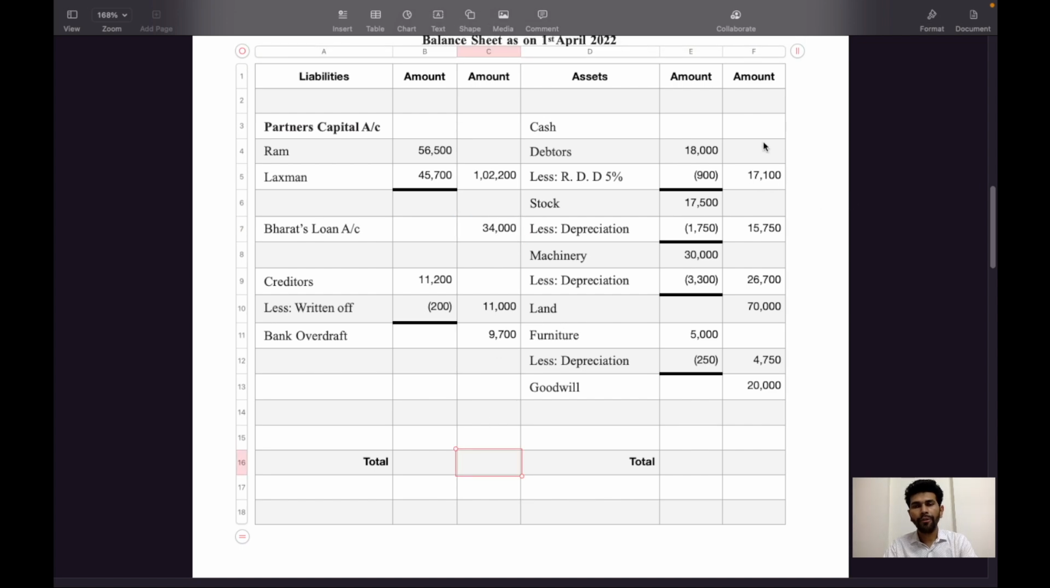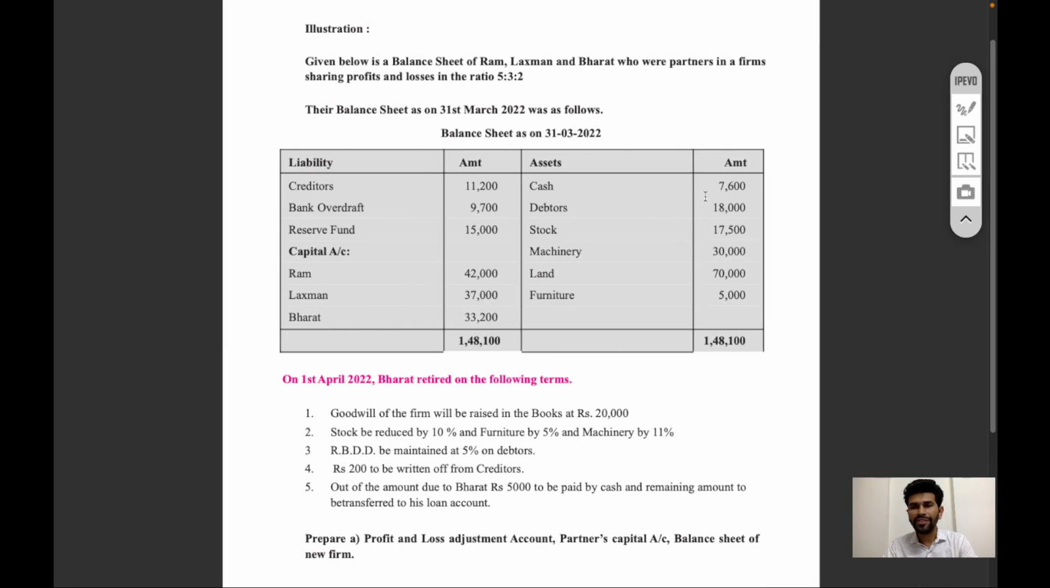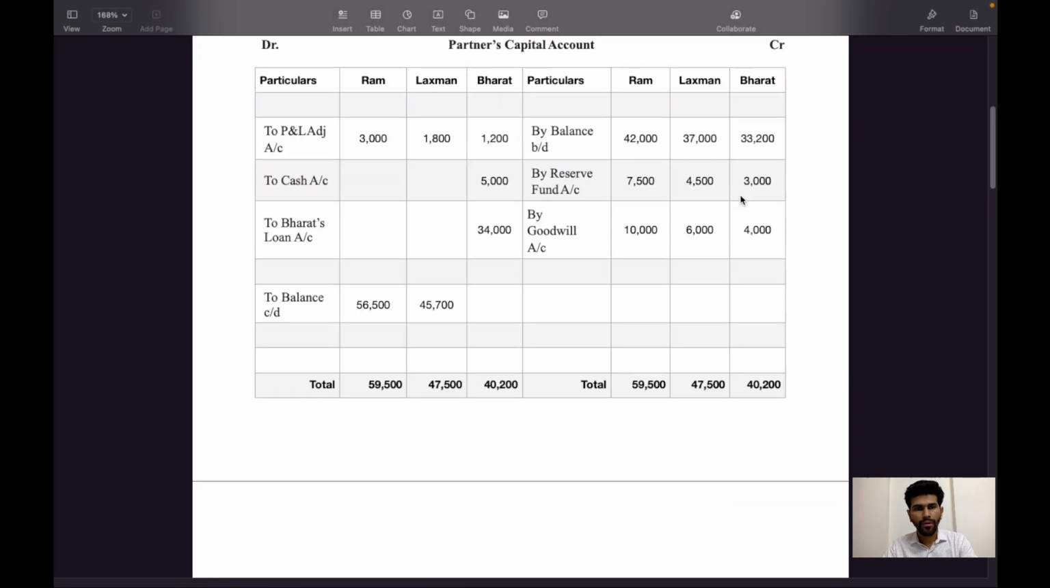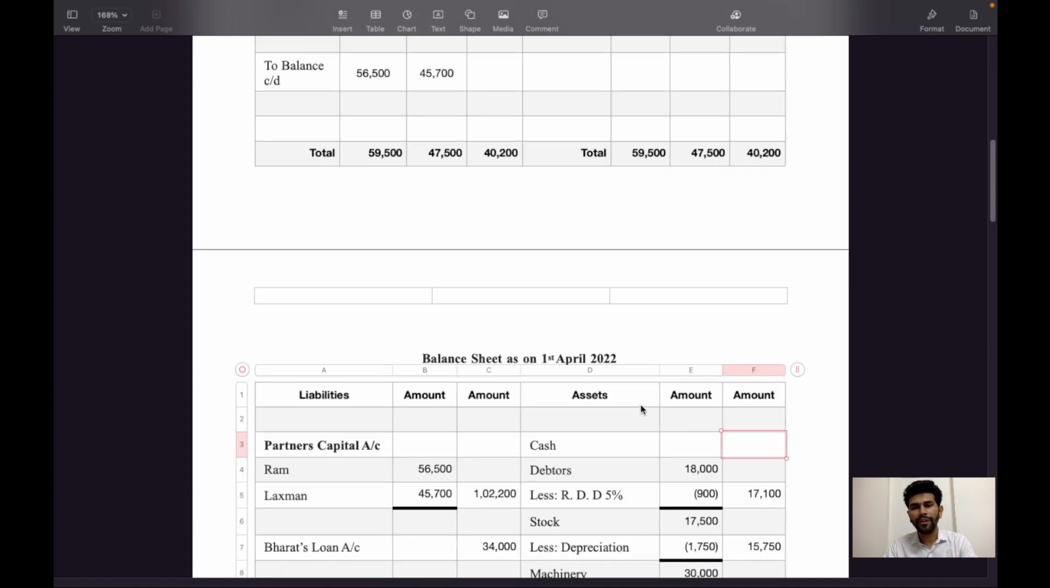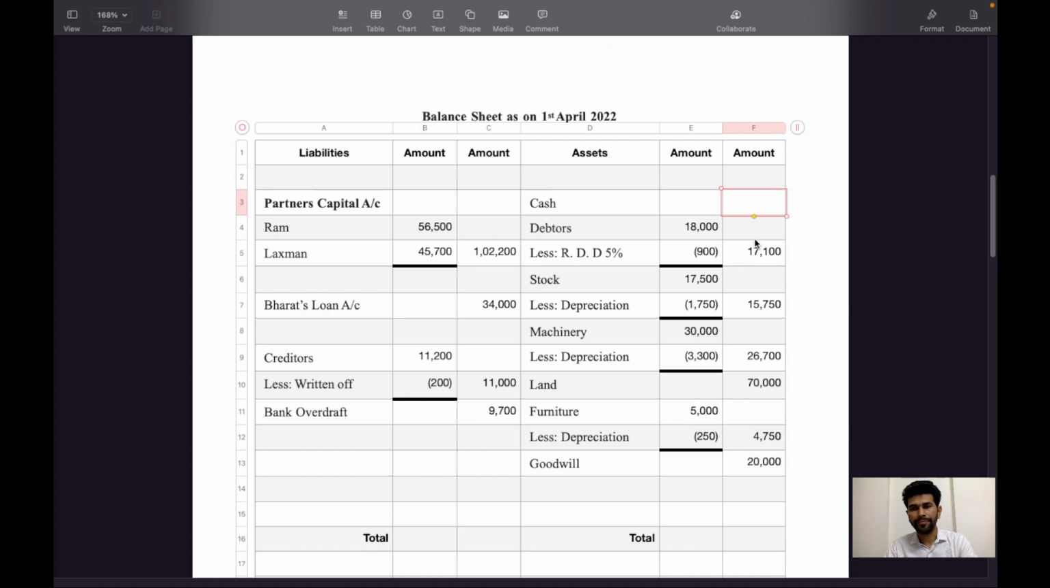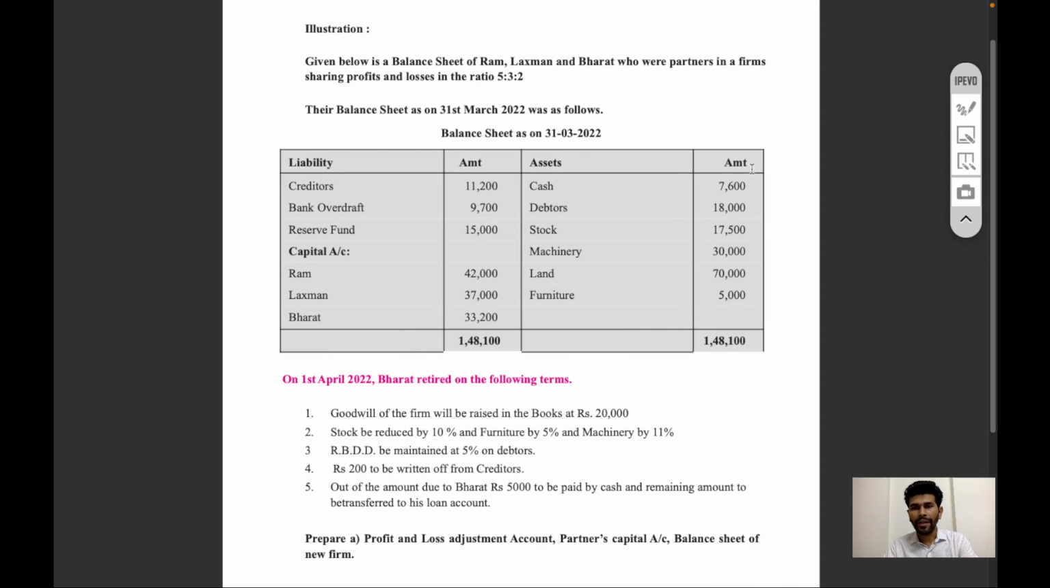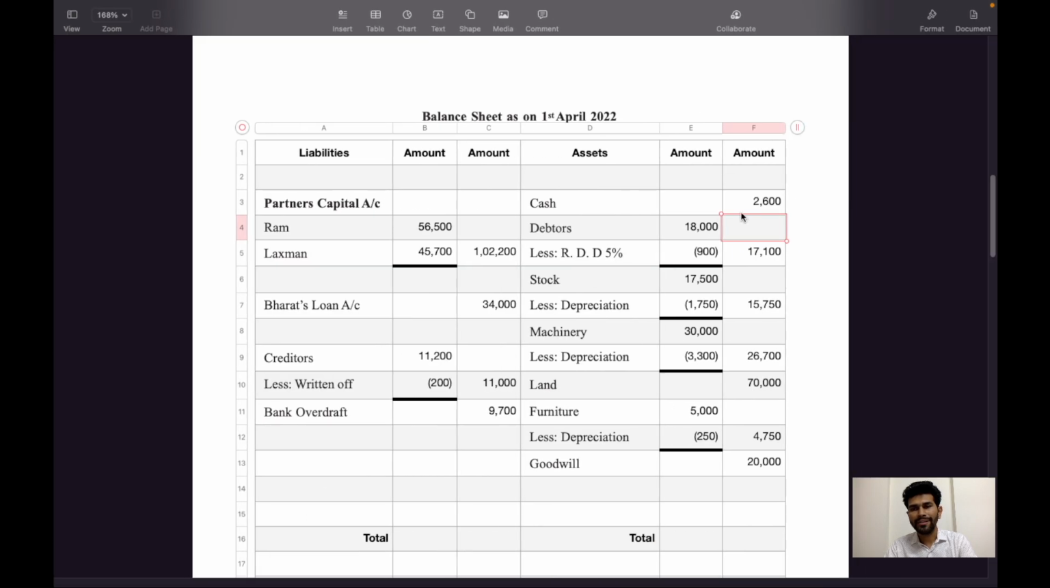Now the amount of cash will be 7,600 minus 5,000 rupees paid to Bharat. So the balancing figure is 2,600. 7,600 minus 5,000 rupees paid to Bharat. Balancing figure 2,600 will be in the outer column.